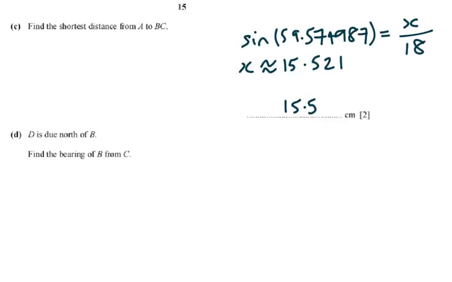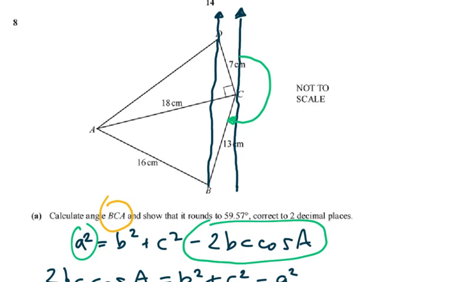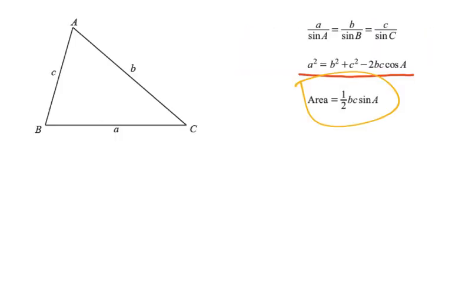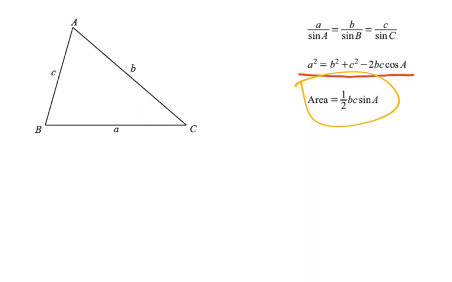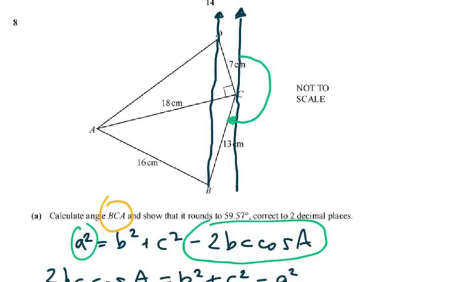This question then is quite tricky. It is D is due north of B, find the bearing of B from C. So I've drawn this already. If D is due north of B, that makes sense, then it's a straight line between the two. So it would just go straight up from B to D on the north line. And we've got to find the bearing of B from C.